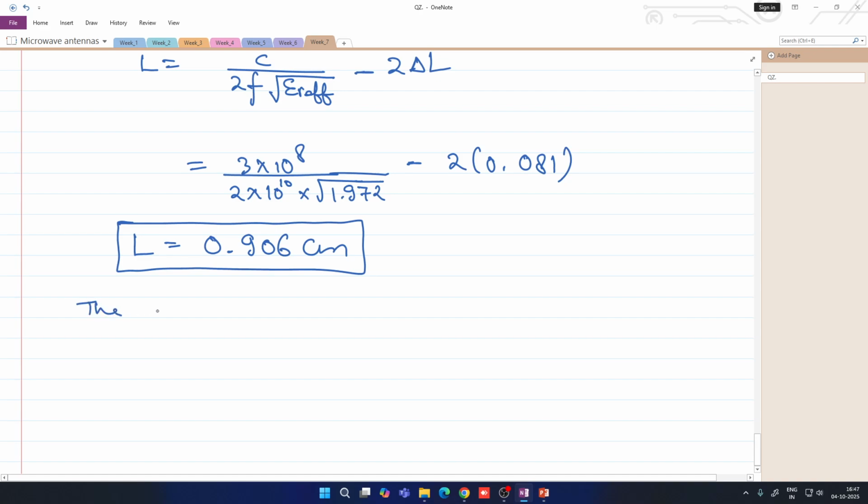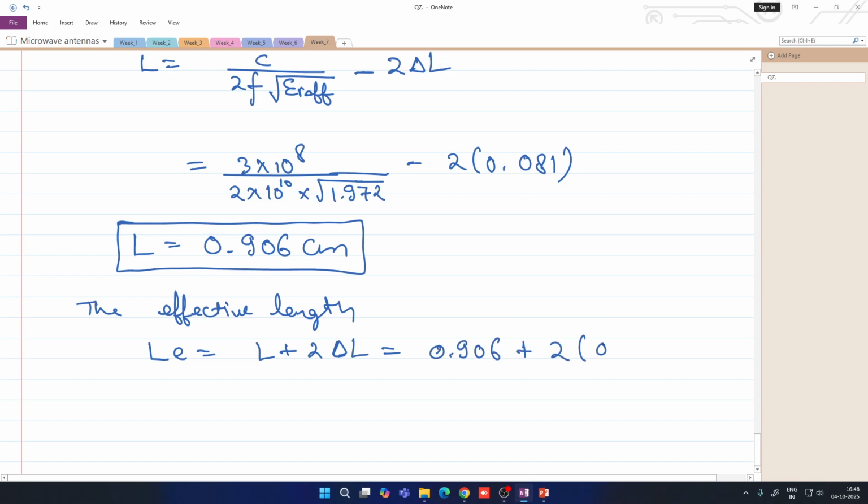and we can also find out the effective length, which is the sum of L plus 2 delta L. L effective is L plus 2 times delta L, which is 0.906 plus 2 times 0.081, which is 1.068 centimeters. I hope this question is clear.